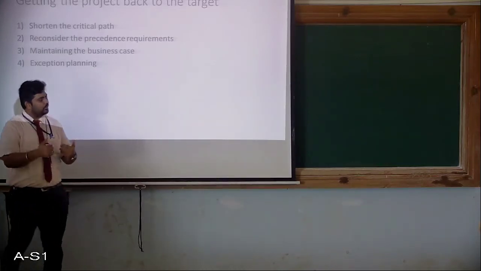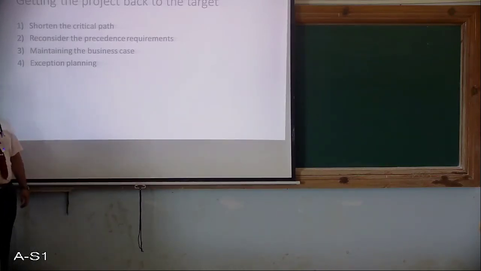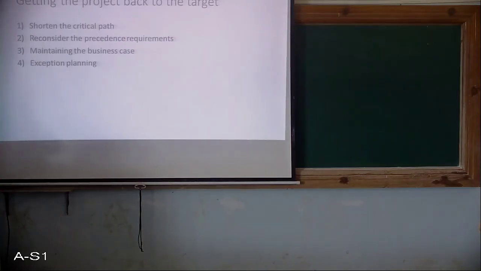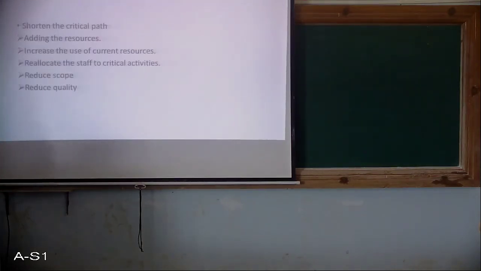To get it on the target, to get it on the path, we have some steps to be followed. They are for getting the project back to the target. Here, in shorten the critical path, the overall duration of a project is determined by the current critical path. So speeding up non-critical path activities will not bring forward the project completion date. However, there are several ways in which it might be done.